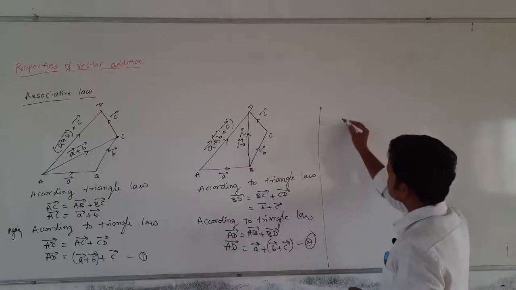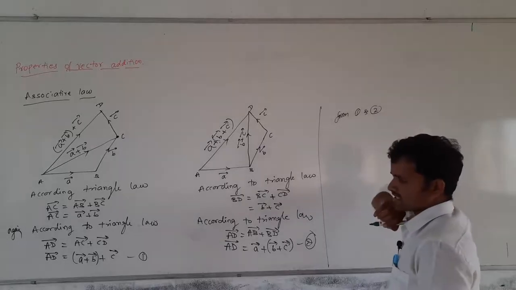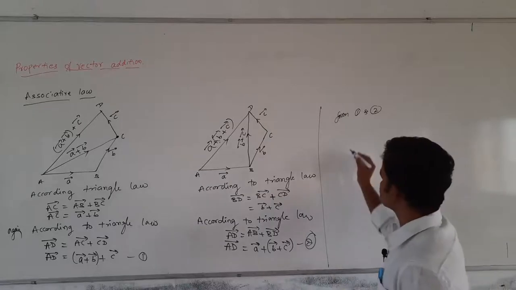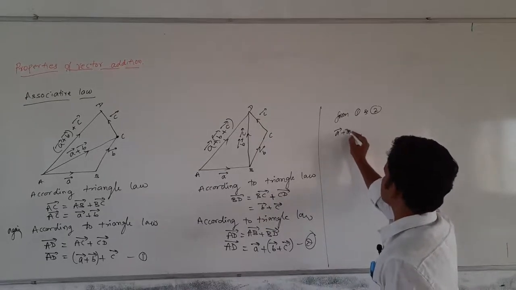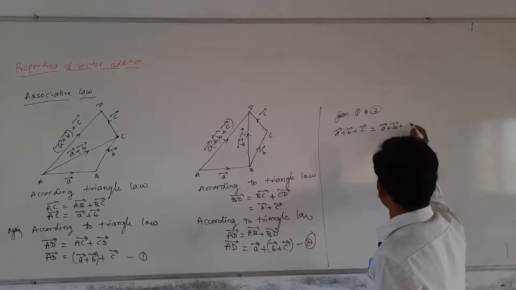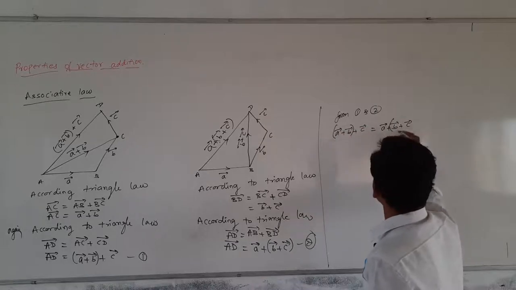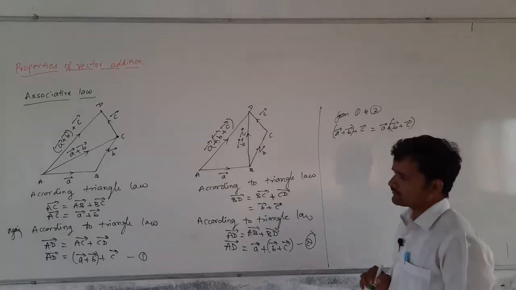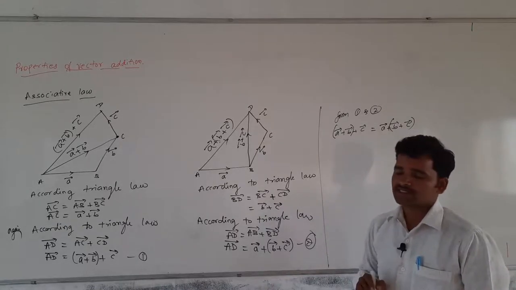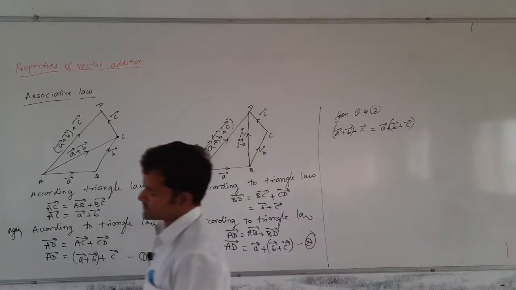From equation 1 and equation 2, what can I write? This one is also AD, and this one is also AD. From these two I can write (vector A plus vector B) plus vector C is equal to vector A plus (vector B plus vector C), where AB is taken first in one and BC is taken first in the other. This is the associative law of vector addition. Associative law is valid for addition of vectors.